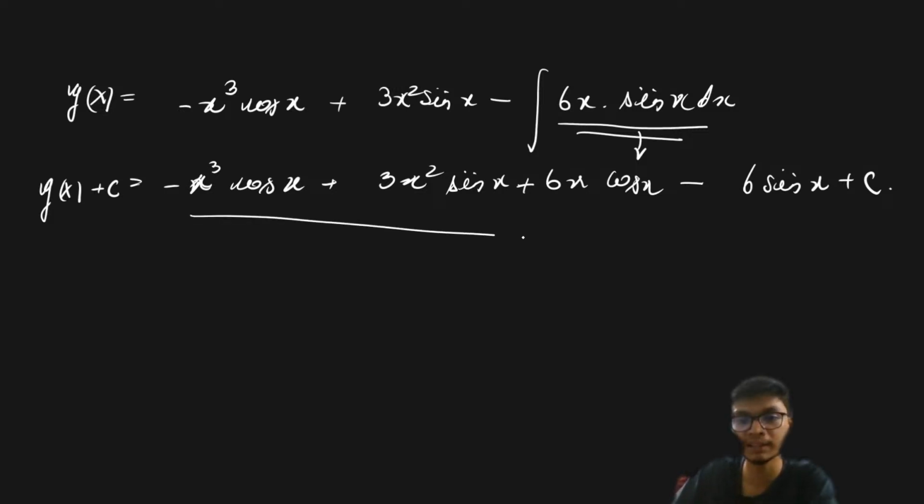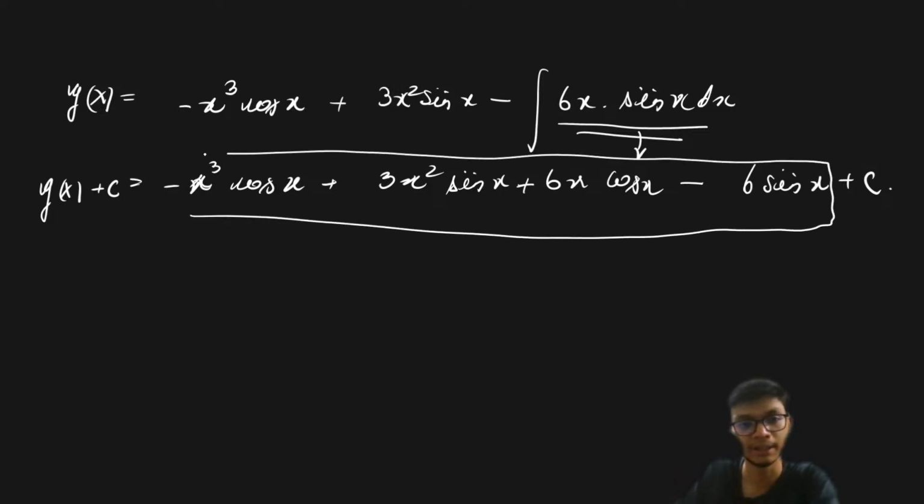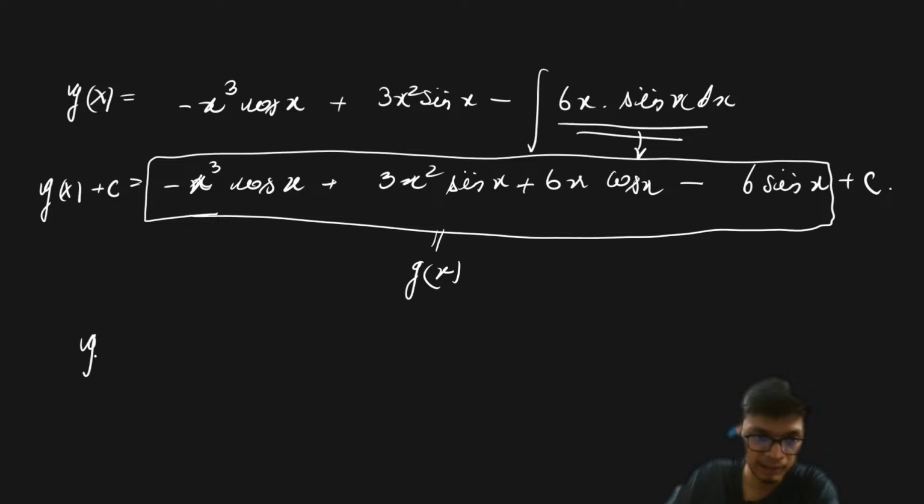So you can see this particular function is equal to g x, right? Once you get g x, you just have to find the value of g at pi by 2 and g dash at pi by 2. So you have to differentiate g of x and get the value at pi by 2.